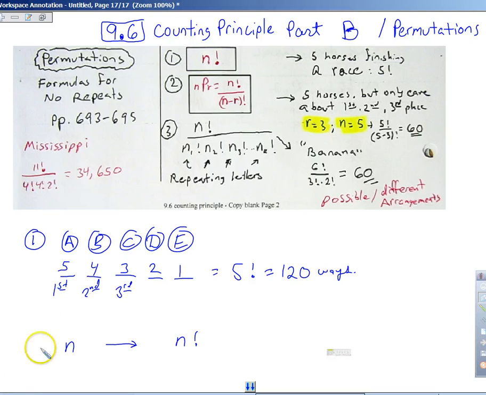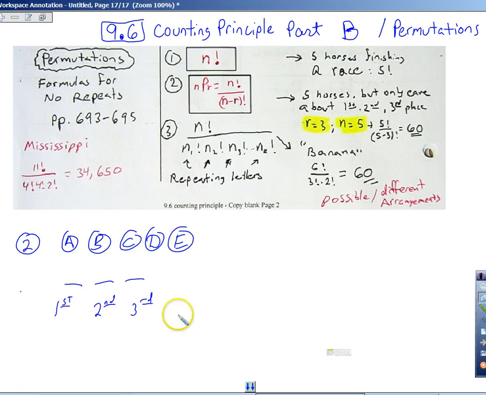Let's move on to the second formula. An example of the second formula is consider again the horse race between 5 horses, and this time, however, the only thing that we're going to care about is first place, second place, and third place. We don't care about the other, fourth and fifth place. So let's consider these 3 spots then.